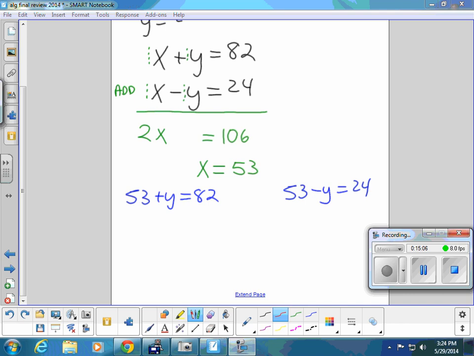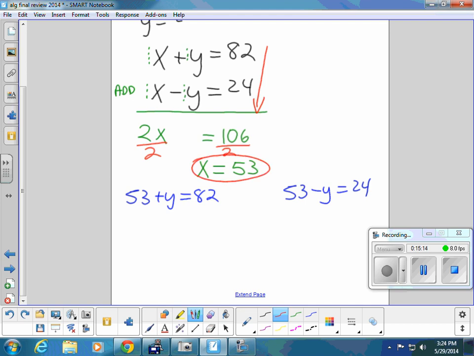Okay, let me just go back real quick. I got the 106 by adding these two together, and then I divide by 2 to get x equals 53. So we still have to do the check here and see what y is. So I'm going to minus 53 from both sides. Okay, and I get y equals, if I do the subtraction here, I believe it's, no, it's not 21.